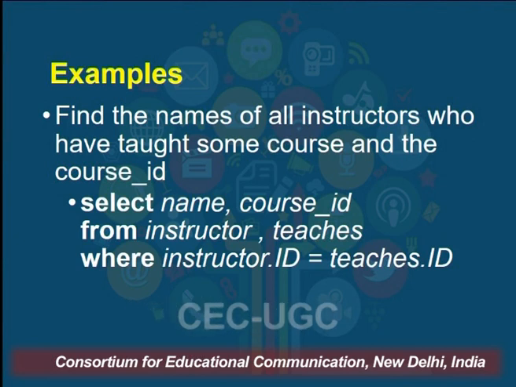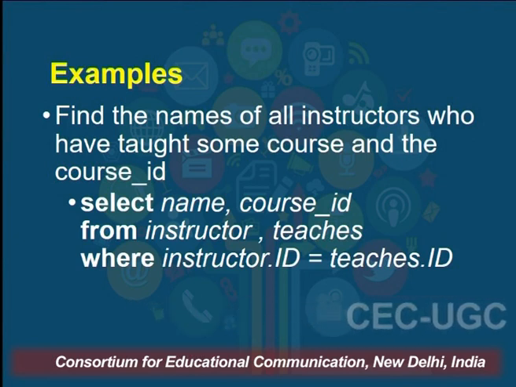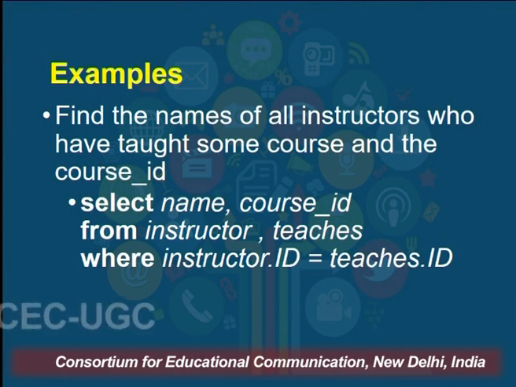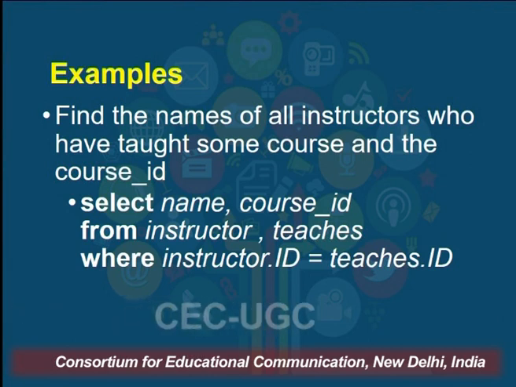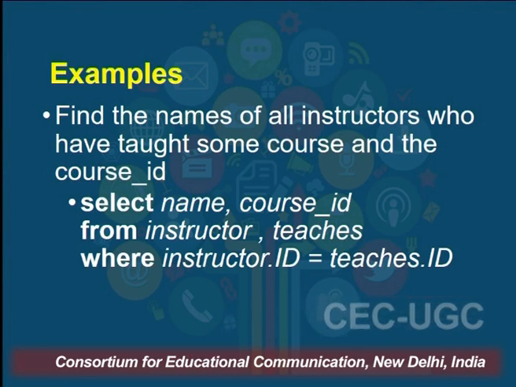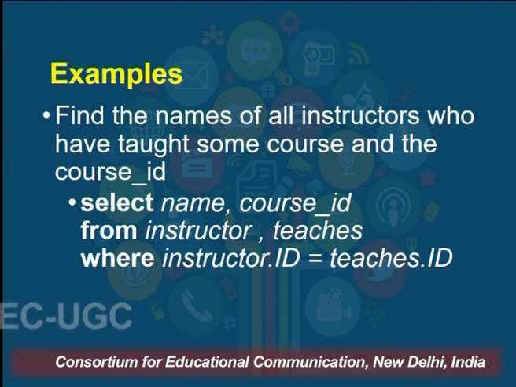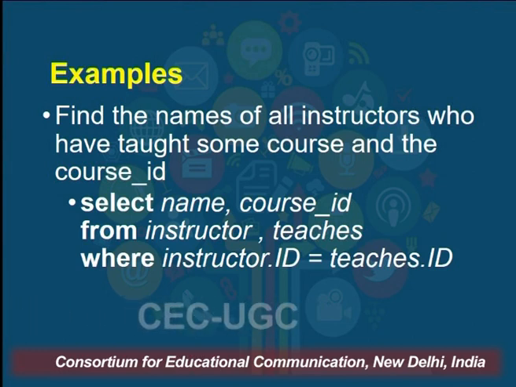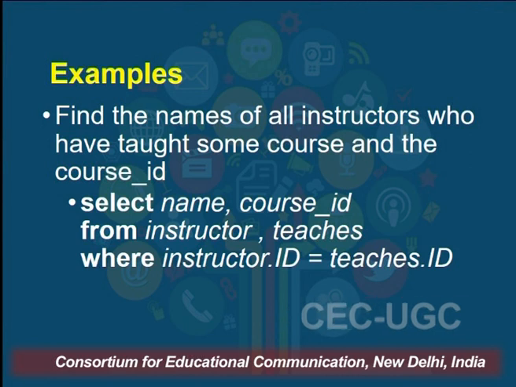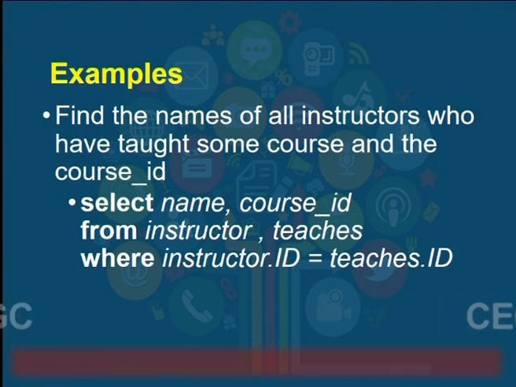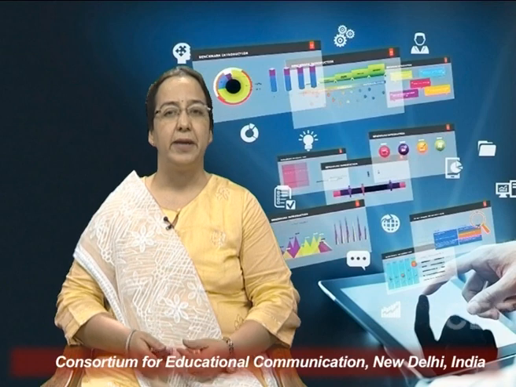So, up to this point, this is simply a kind of projection applied on the Cartesian product, but along with this we are also going to say where instructor ID is equals to teachers ID. So, whatever IDs are available inside the teachers ID, only those IDs will be taken with the help of this query: select name, course ID from instructor, teachers where instructor ID is equals to teachers ID.